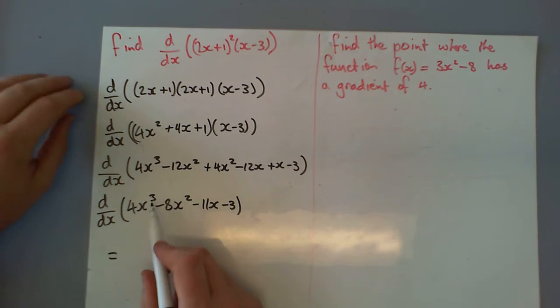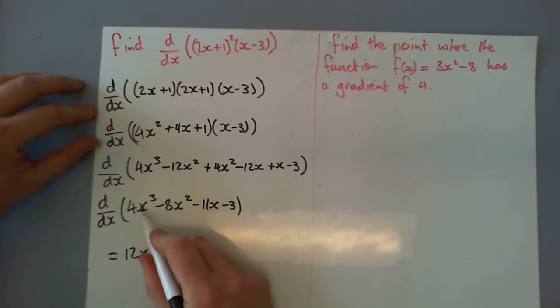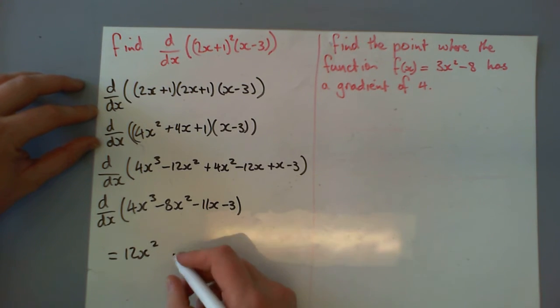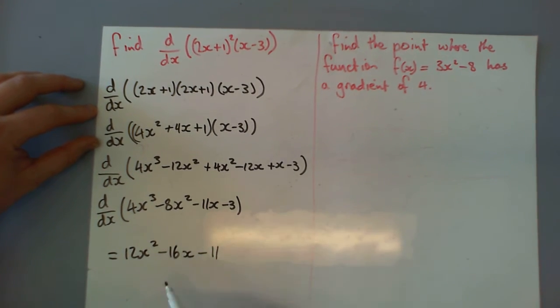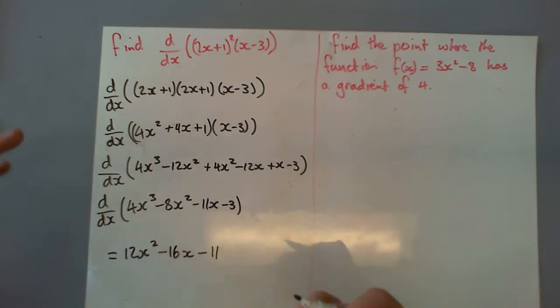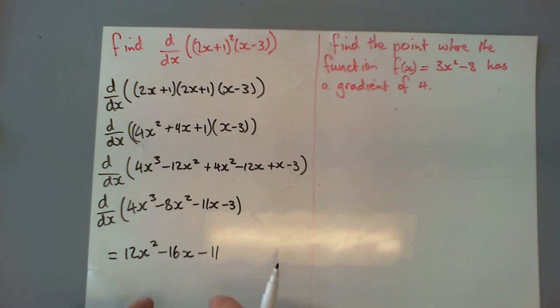Okay, so remember 3 times 4 is 12, x to the power of 2. Reduce that power by 1. Negative 8 times 2 gives us negative 16x, because we reduce that power by 1. Take 11, because our x is going to drop out, and the 3 disappears. So that is what our derivative would be. So you see the vast majority of work here was simply getting ready for our equation. Getting ready to find our derivative.